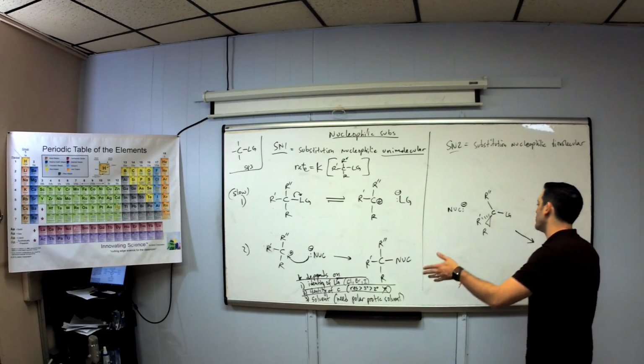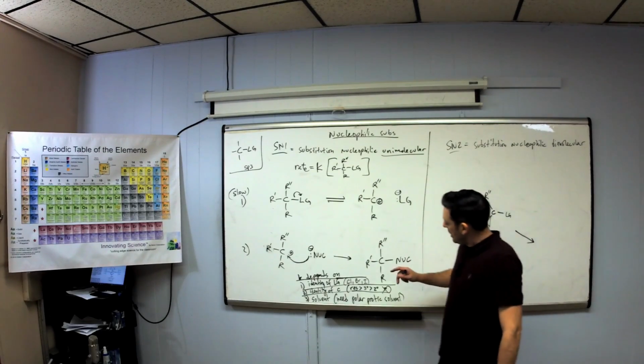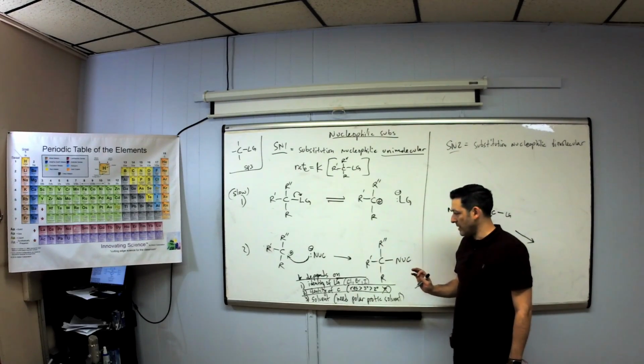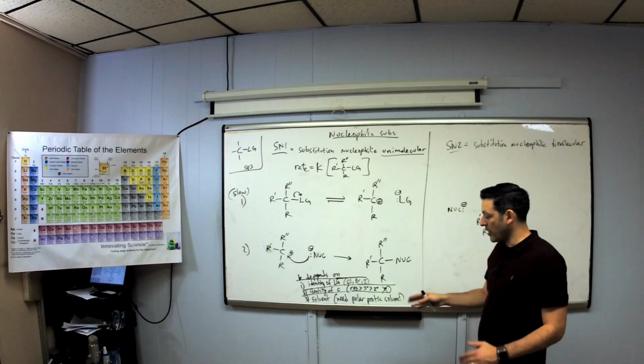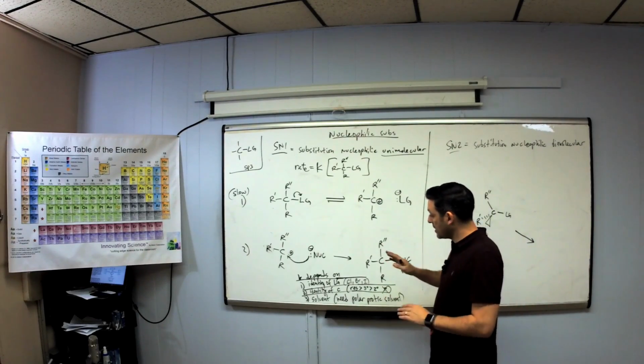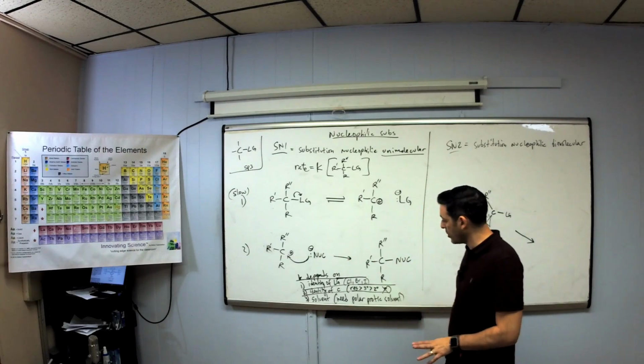Like, wait, you just said it's 2 steps in 1 step. This could be more than 2 steps. It depends on who the nucleophile is and if the carbocation rearranges or not. Let's pretend this carbocation rearranging thing doesn't happen. It still could be more than 2 steps depending on the nuke.